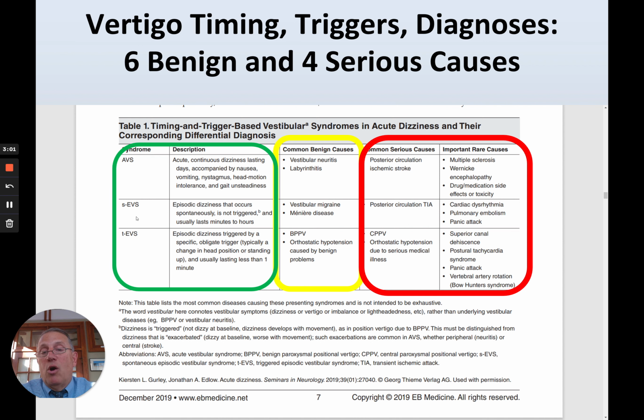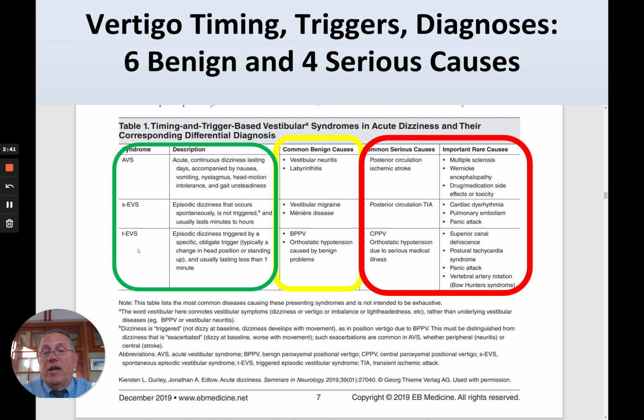In the second row is spontaneous episodic vestibular syndrome, episodic dizziness that comes on spontaneously. It can be caused benignly by vestibular migraine or Meniere's disease, but a more serious cause includes posterior circulation TIA.